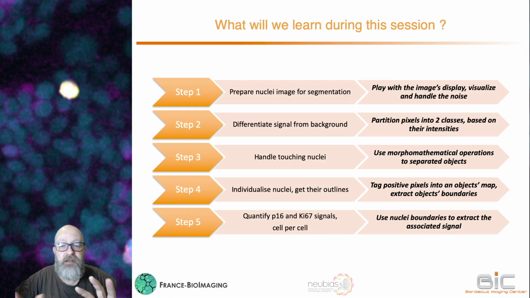Once we have differentiated the two populations of pixels, it will be time to group the pixels into objects, individualize the nuclei, and get their outlines. To do so, we will tag the object pixels and constitute what is called an object map to extract at least the object boundaries. Once we have all the object boundaries, it will be time to quantify the signals cell per cell, using those boundaries to extract the associated signal.